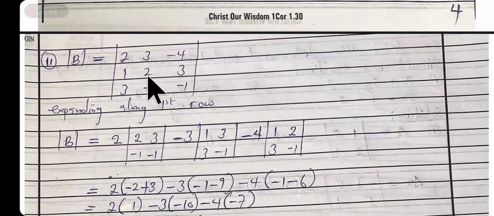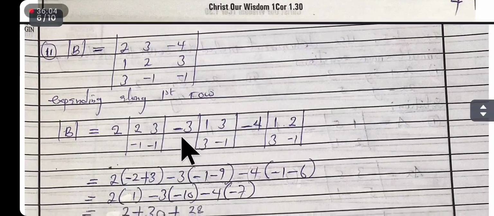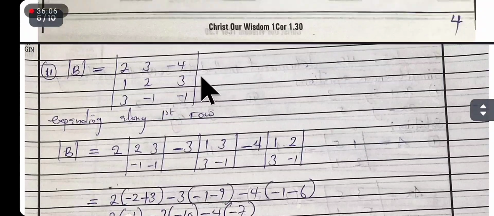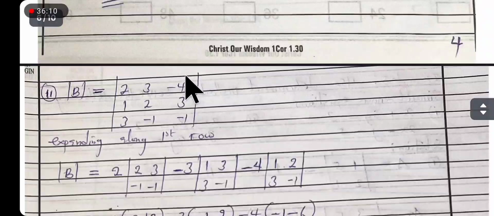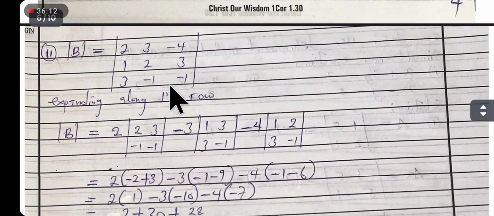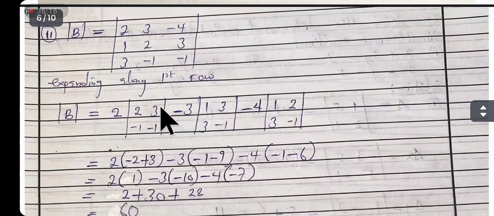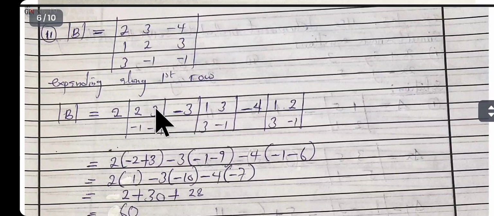If B is equal to this matrix, and you are expanding along the first row, you are not going to bring in all those big formulas again. I've shown you how to do it here in detail. So if you understand it from up there, fine. If you don't understand, you can forward the video back and watch. If you understand, you don't have to write any formula. This is how to go straight.